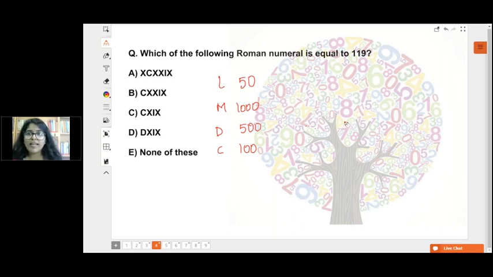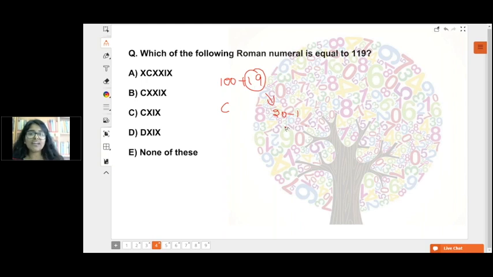So how to write 119 here? Let's see. The first thing we'll do is split the number. We have 119, right? We can write it as 100 plus 19, right? So we have removed the largest number that is possible from it, that is 100. We can represent that as C. Then the remaining is 19. Now 19, you can again represent as 20 minus 1.